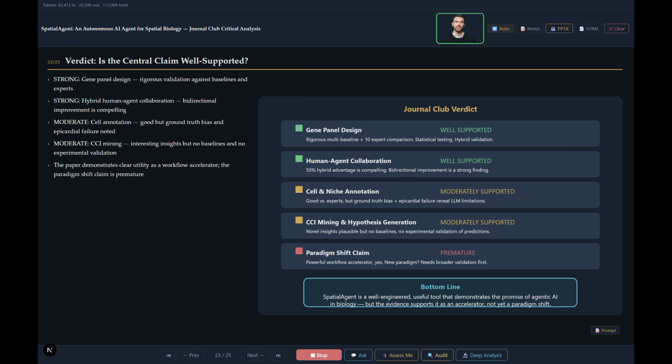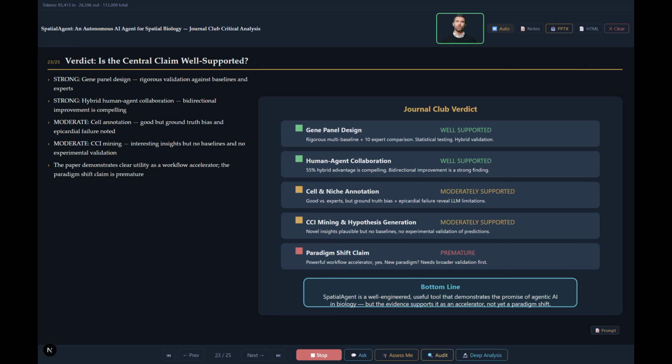So, what's our verdict? I'd say the gene panel design and human-agent collaboration claims are well supported. The validation is rigorous and the results are convincing. The cell annotation and CCI mining claims are moderately supported. The results are promising but limited by ground truth bias and lack of experimental validation, respectively. The overarching claim of a paradigm shift is premature.